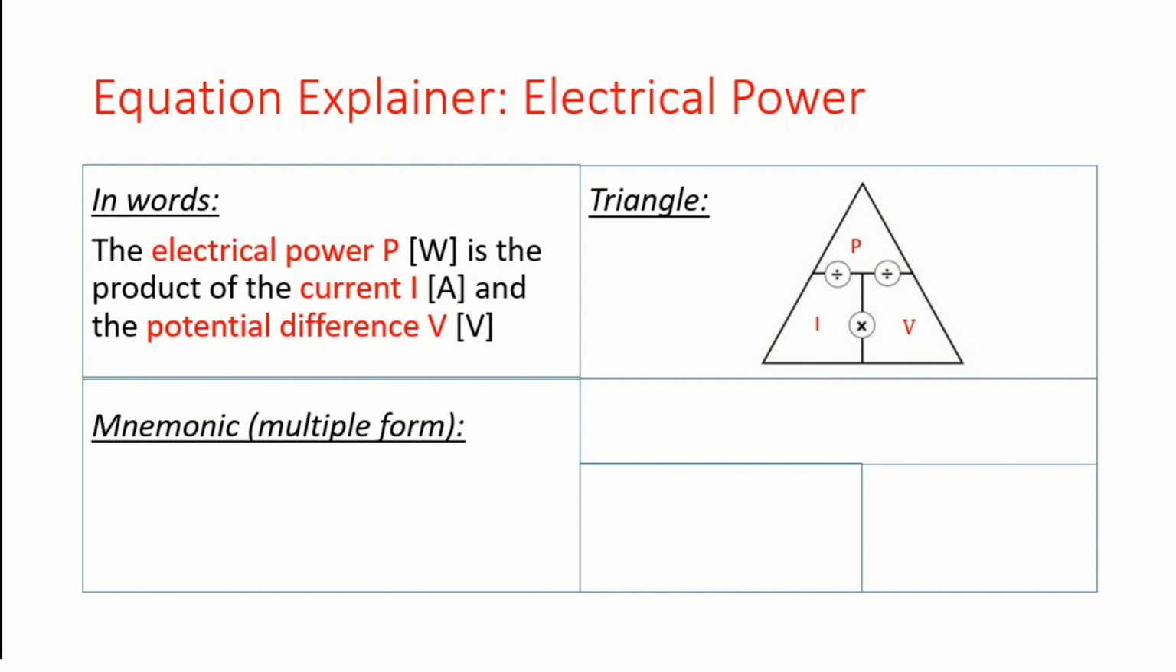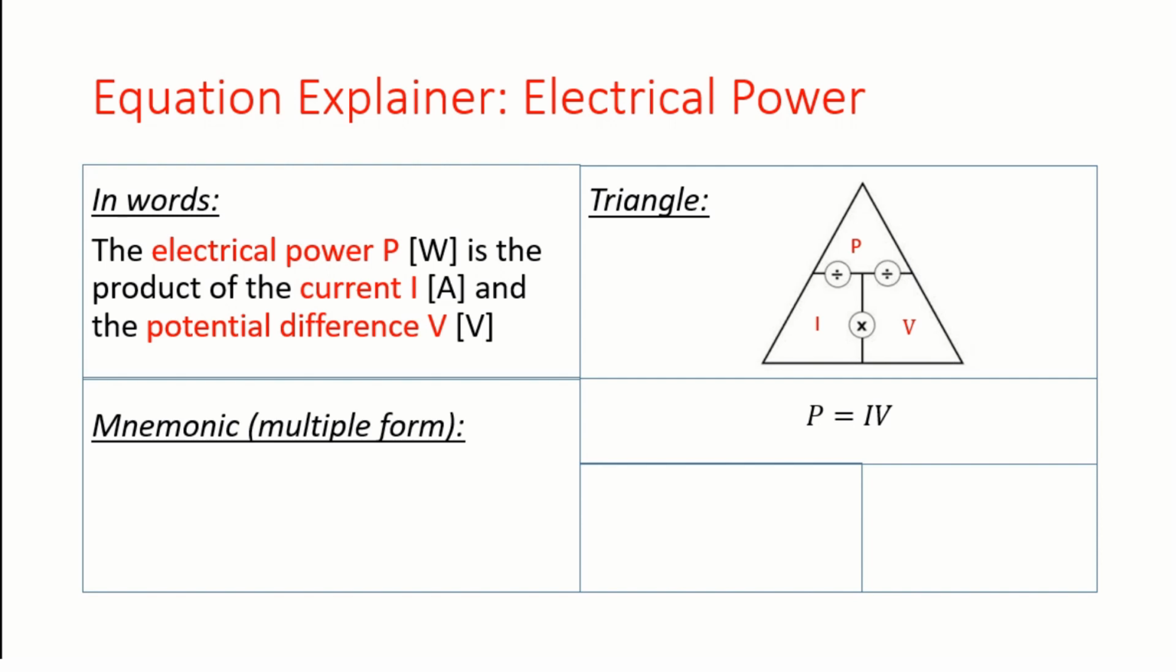If we had a circuit, what we would do is measure the current using something called an ammeter and the potential difference using something called a voltmeter, and we'd multiply those two things together and we'd get our electrical power. In other words, P equal to IV.